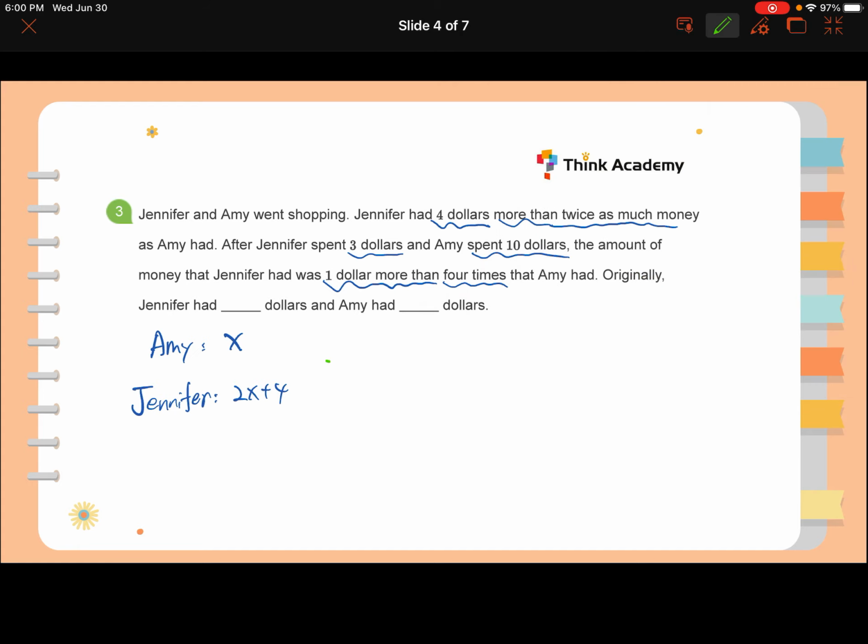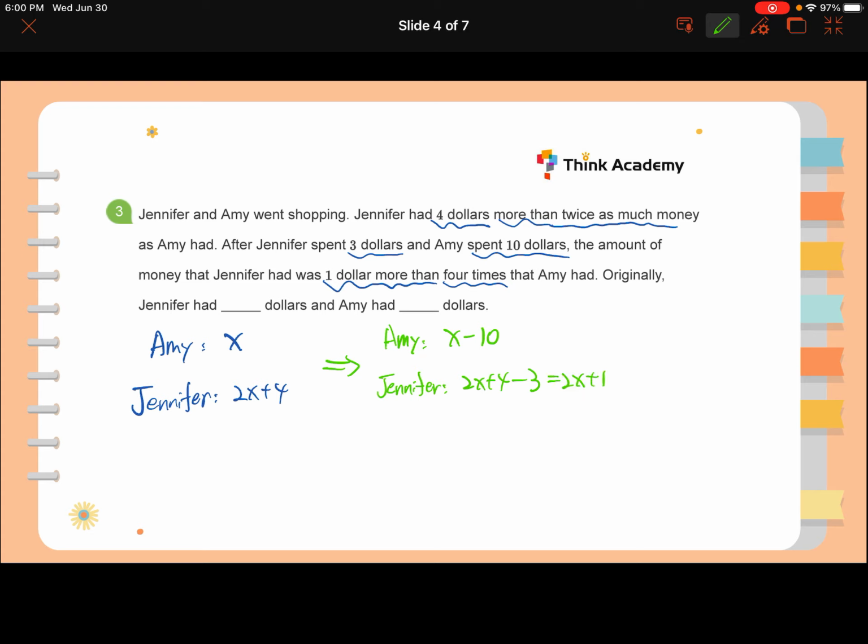Now after they spend some money, we know that Amy spent $10. So Amy now has only x minus 10. And Jennifer spent 2x plus 4 minus 3, because she spent $3. And that is 2x plus 1.